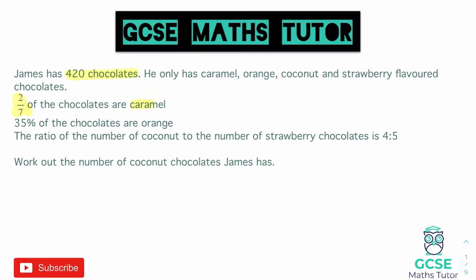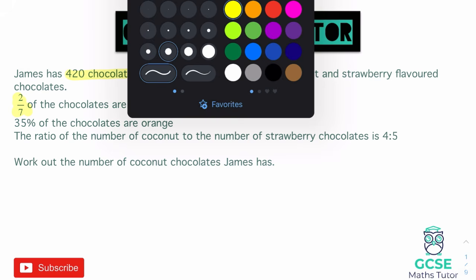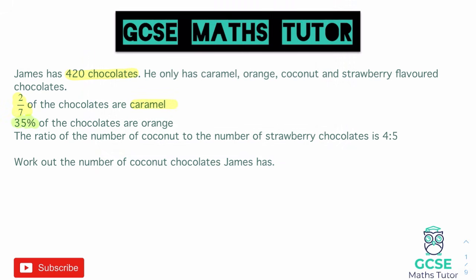We've got 2/7 that are caramel. And we've got the next bit of information there that tells us that 35% are orange, and then it goes on to tell us that coconut to strawberry is 4:5. So if we start with the first piece of information here, and that's that 2/7 are caramel. So to break this down, we'll start working out one of those pieces of information. So to work out 2/7 of a number, obviously you need to know how to work out a fraction of an amount here. We're first going to work out 1/7.